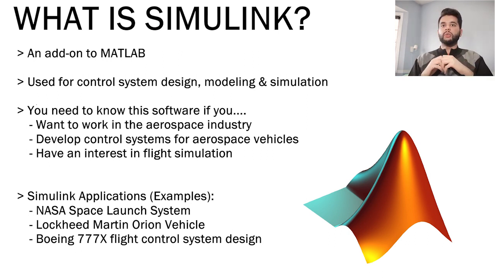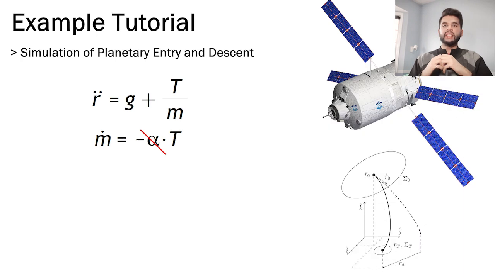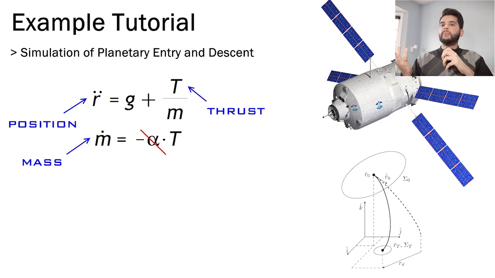For our video, we'll be looking at a basic simulation of planetary entry and descent. It's basically a spacecraft coming back to the atmosphere. The variables include the position, the gravity, the force, and the mass. And these equations of motion can be obtained from the paper, which is linked in the description below. So these are two ordinary differential equations, and they can be used in Simulink to solve the problem.